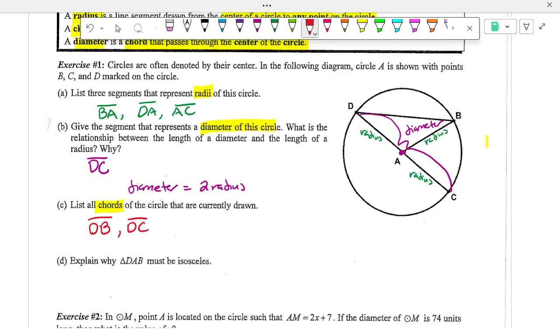So remember, chords mean that both endpoints have to be on the circle. The reason that the radii are not chords is because the center is technically not on the circle, it's in the circle. All right, so the diameter itself would be a chord because both endpoints are on the circle. They physically got to be on that circle.